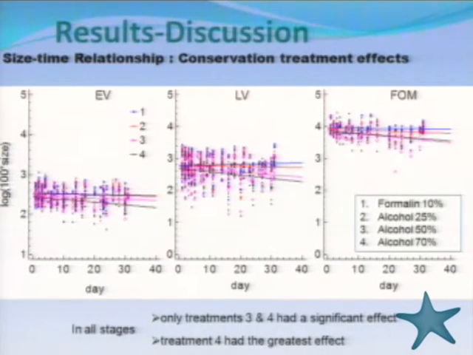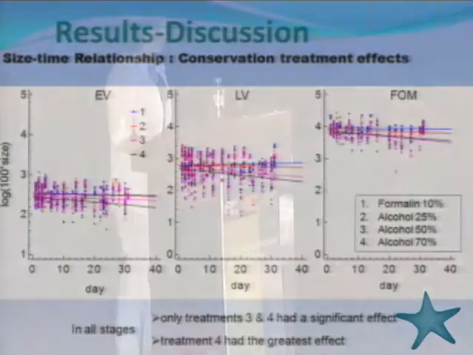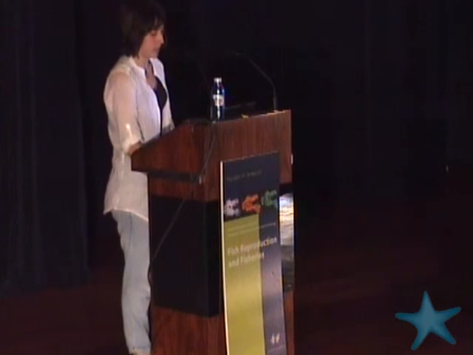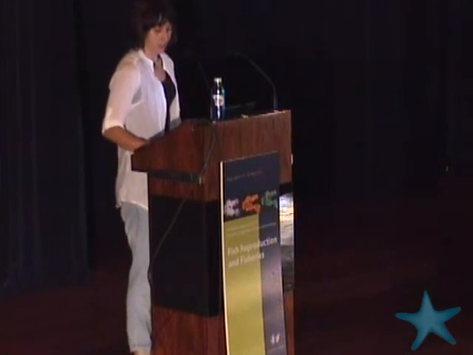We can see here three figures in which we clearly see how the size increases when we go from the first to the third group, from early vitellogenesis to the final oocyte maturation. According to our analysis of covariance, there was a significant effect only for the two treatments 3 and 4, which correspond to the alcohol 50% and 70%, and there was not a significant effect for the first two treatments, formalin and alcohol of 25%. And also treatment 4, alcohol 70%, had the greatest effect.